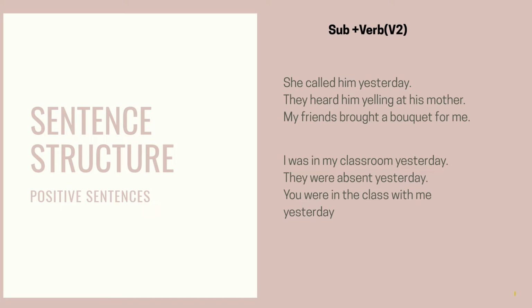For example, I was in my classroom yesterday. In this sentence, if you see, there is no action verb, just the verb in the to be form, which is was. If you see the second sentence, again there is no main verb, only the to be form of the verb, which is were, because it is they, the plural. In the first sentence it is singular I, therefore the singular to be form, which is was.